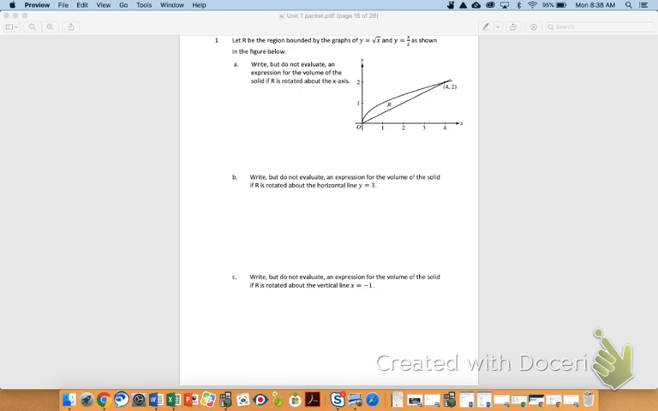So this is the same idea as A and B, but a very different setup. So x equals -1 is over here, approximately. So that's my axis of rotation.